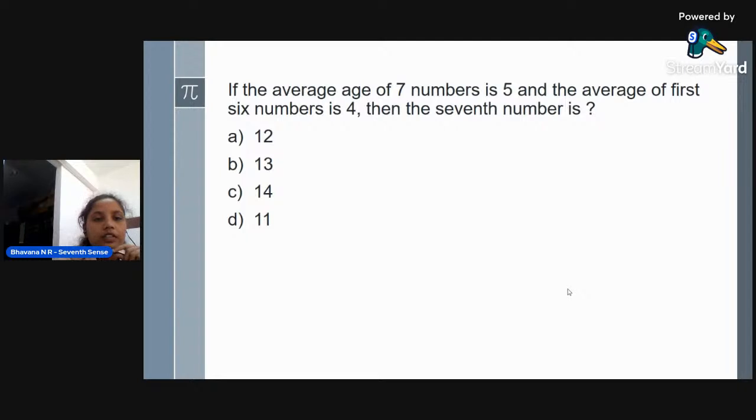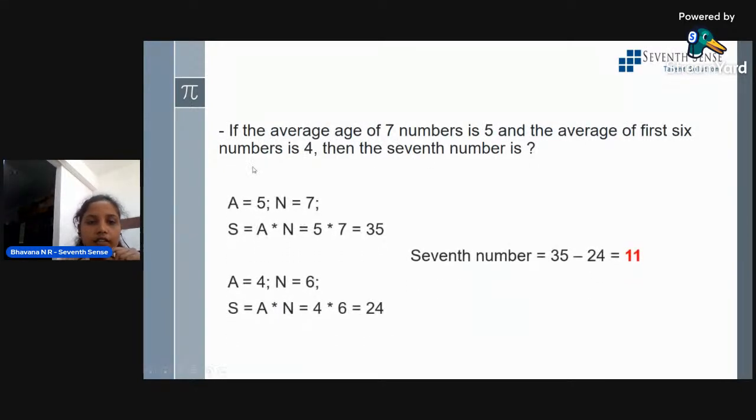Next, if the average of 7 numbers is 5, and the average of the first 6 numbers is 4, then what is the seventh number? The options are 12, 13, 14, and 11. So how do you have to find this?